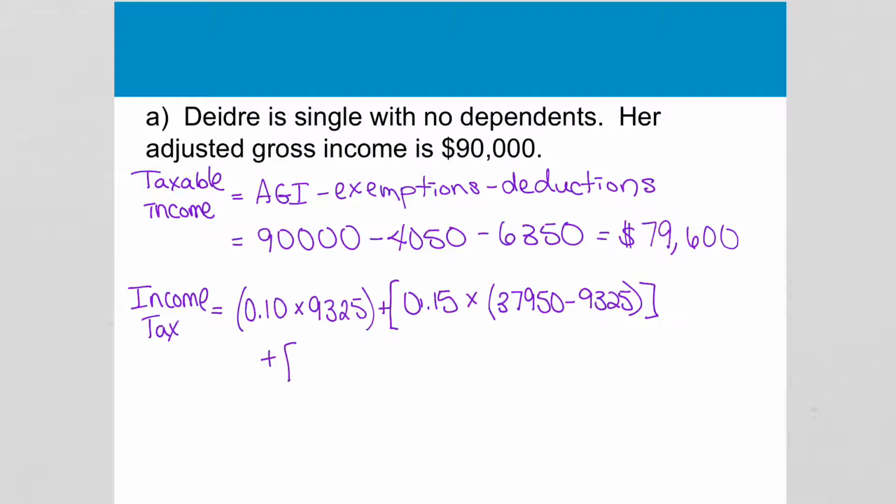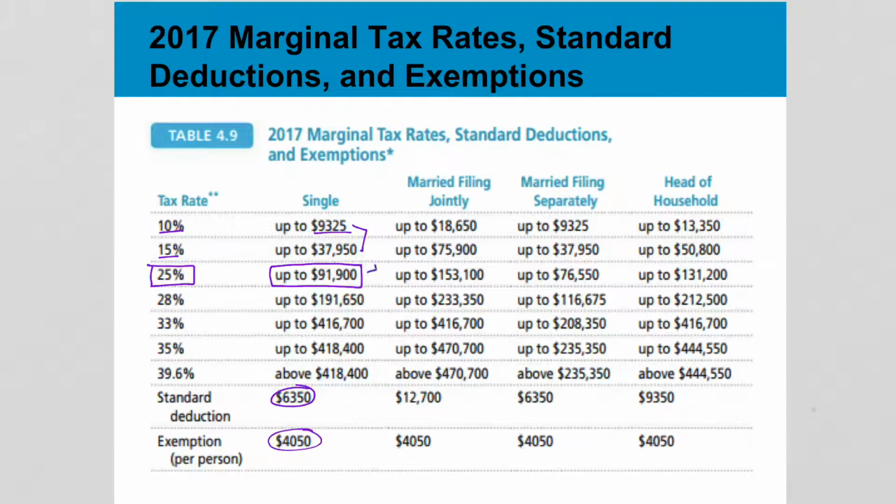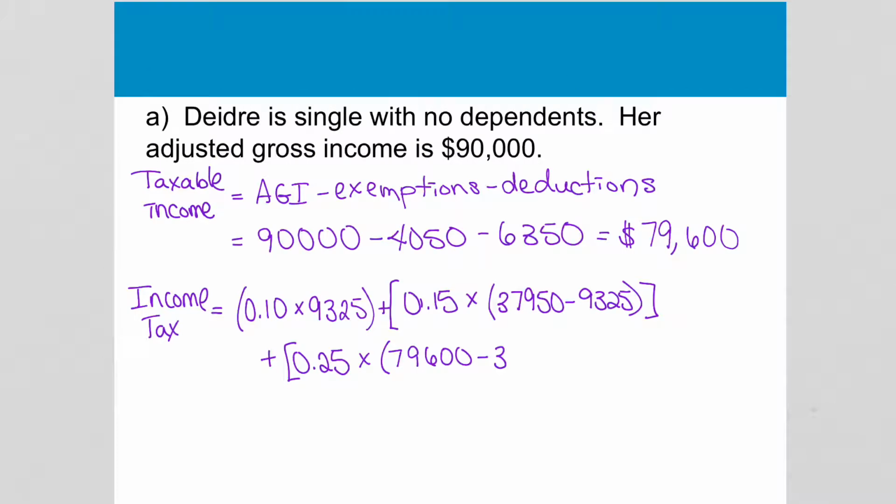Plus 25% on the amount from $79,600 down to, not all the way up to that, just what she has, down to the $37,950. Okay?